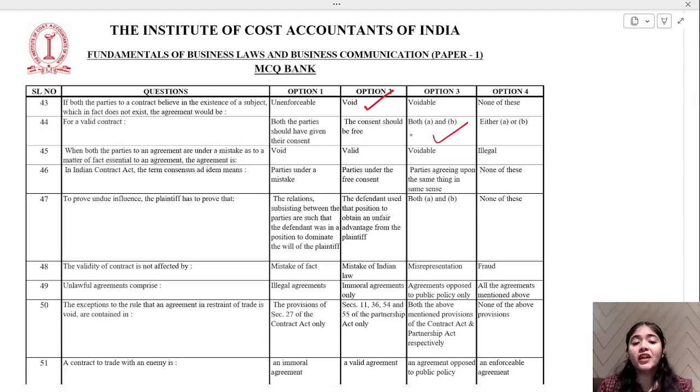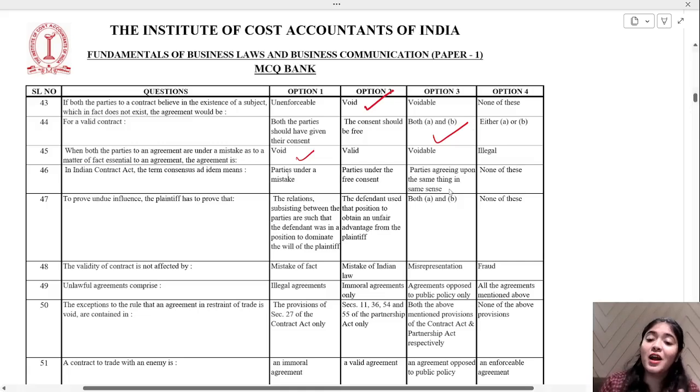When both the parties to an agreement are under a mistake as to a matter of fact essential to the agreement, the agreement is void. Both of them are under mistake, so void. Coercion, undue influence, misrepresentation, and fraud all lead to voidable. Mistake will lead to a void contract. This way you can remember: mistake, void; others, voidable. In the Indian Contract Act, the term consensus ad idem means what? You should be aware of this. Parties agreeing upon the same thing in the same sense.